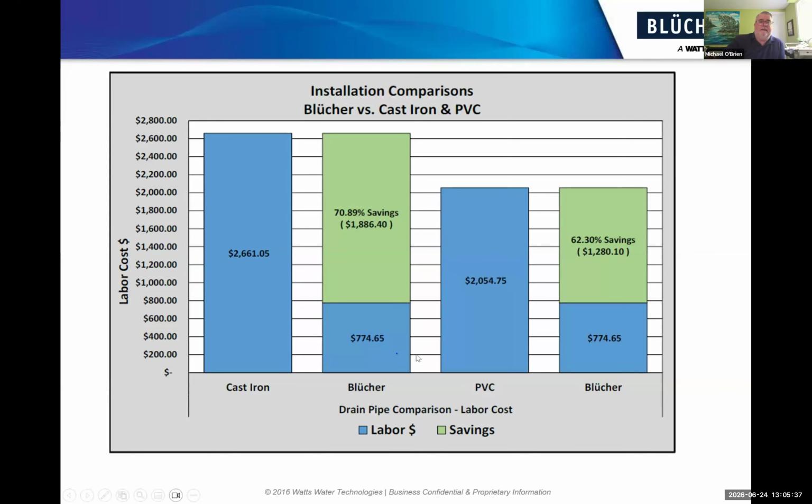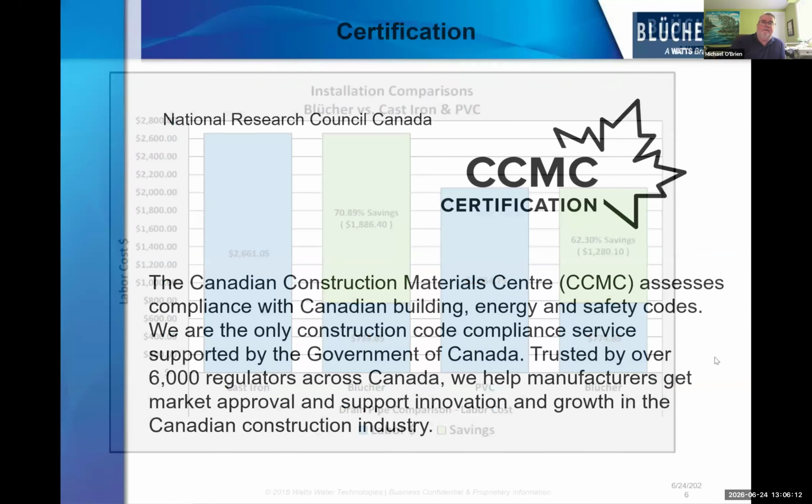So if we look at the labor costs of cast iron and PVC versus the labor costs for the thin wall drain stainless steel pipe, there are 71% savings in labor versus the cast iron, 62% versus the PVC. So in a lot of cases that will cover the difference in the price of material. So it's a win-win for everybody.